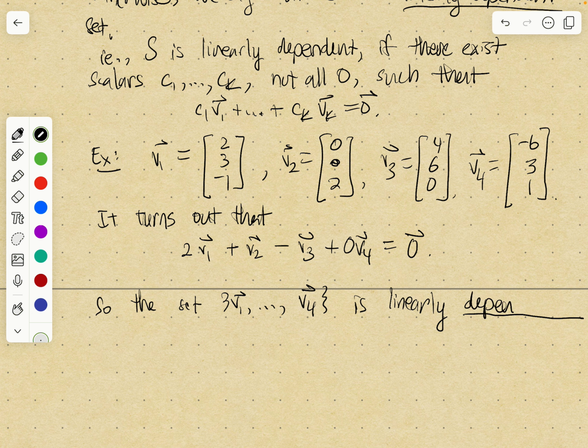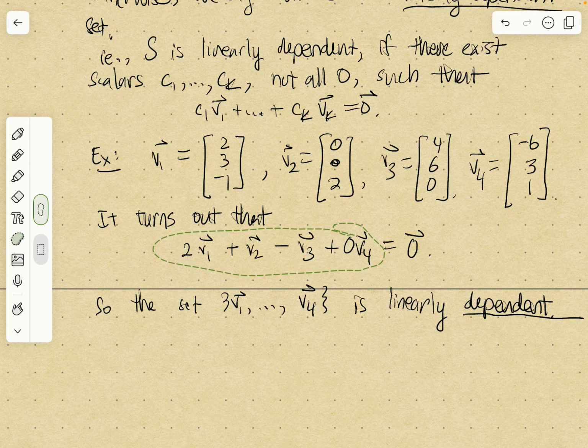Dependent. Right? Because I was able to produce scalars C1, C2, C3, and C4. So here your C1 was 2, your C2 was 1, your C3 is negative 1, and your C4 is 0. Well, not all of those are 0, right? And I was able to produce this combination that equals the 0 vector. So therefore, by definition, the set is linearly dependent.